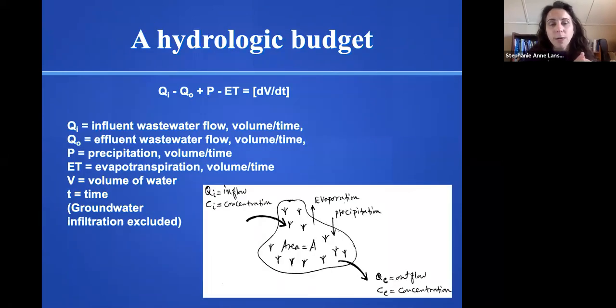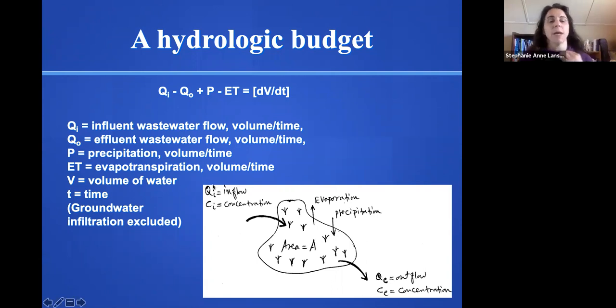So when we do design wetlands, we're looking at a hydraulic budget first. We're looking at our Qin, which is our inflow, and our concentration of whatever it is, the organic matter, the nitrogen, the phosphorus, whatever's coming in. We're going to have the flow and the concentration. We're going to think about evaporation and precipitation. And then we have the area of our wetland, and then we'll think about our outflow, the rate of outflow, and the concentration in that outflow.